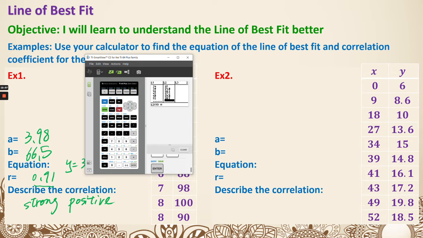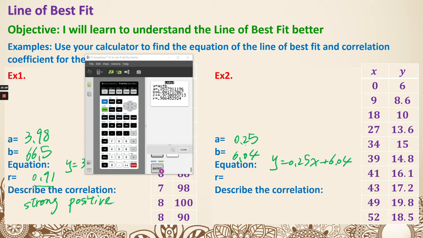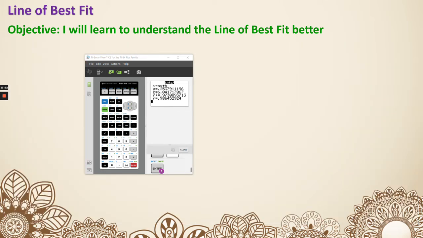I have everything. So Stat, Calc, number 4. Keep clicking on Enter until the very last step. I have all the information that I need. My A in this question is going to be 0.25. My B is going to be 6.04. So my equation is 0.25x plus 6.04. My R is going to be 0.99. That's even bigger than the previous example. So of course, it's going to be a strong positive correlation. That's example 2. Moving on to example 3.